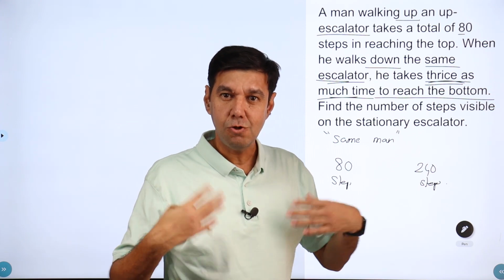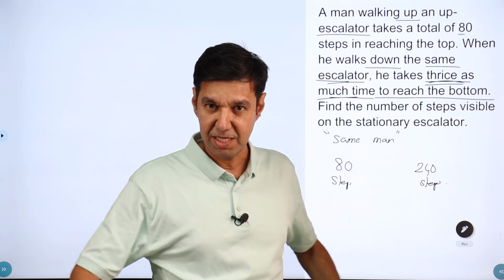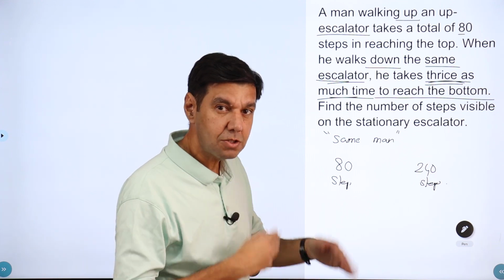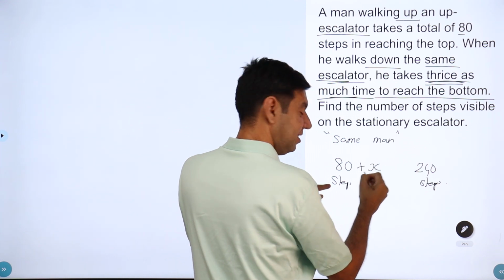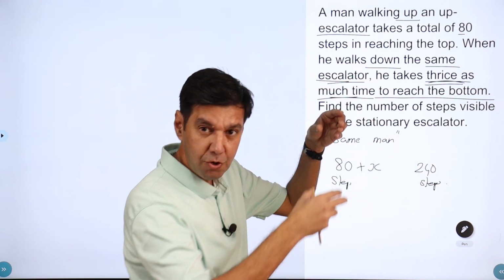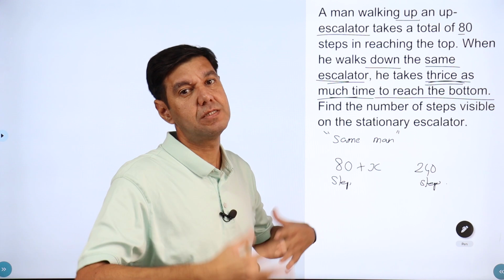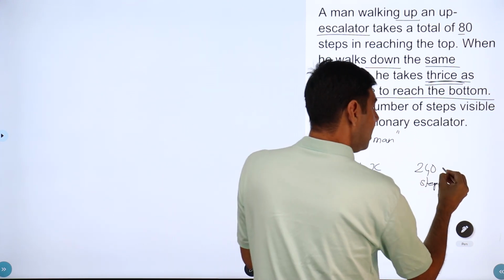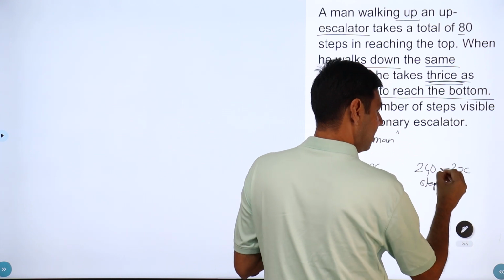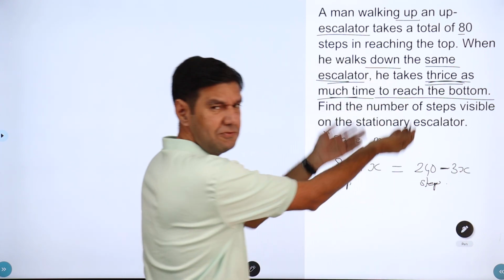So if the escalator also has thrice as much time, the escalator is also going to take thrice the steps. But here both are in sync, and here the man is going down and eventually the man overpowers the escalator and reaches the bottom. The escalator is going in the opposite direction, and therefore there's a minus. That's it. You would have to do just this much.